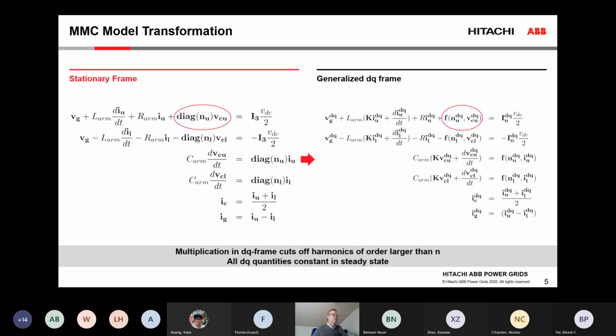So what you have to do there is take this multiplication, represent it in the generalized DQ frame, and there you have to cut off terms. Depending on the choice of how many DQ frames you are using, this approximation error will get smaller and smaller once you increase n to a certain value.